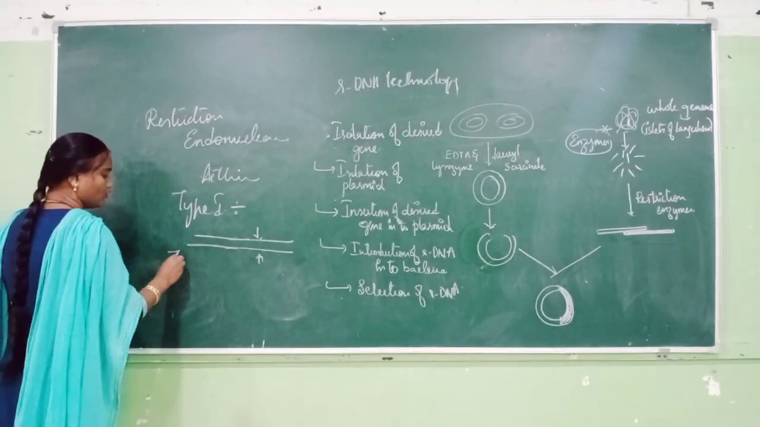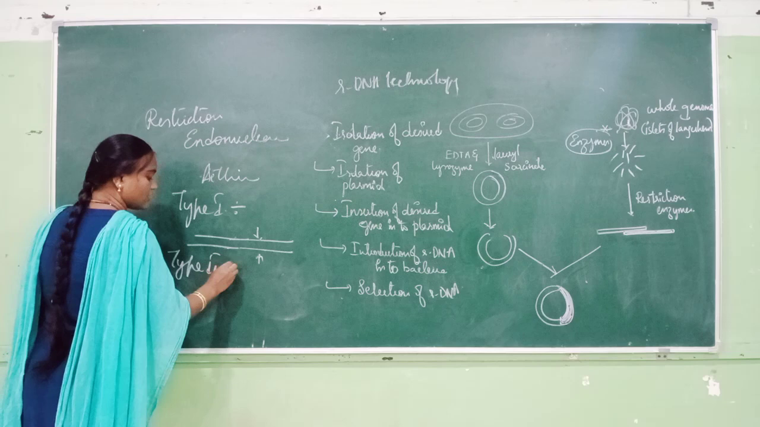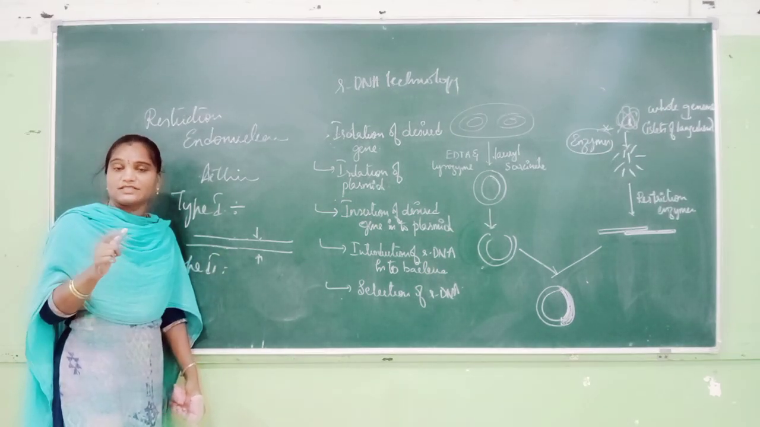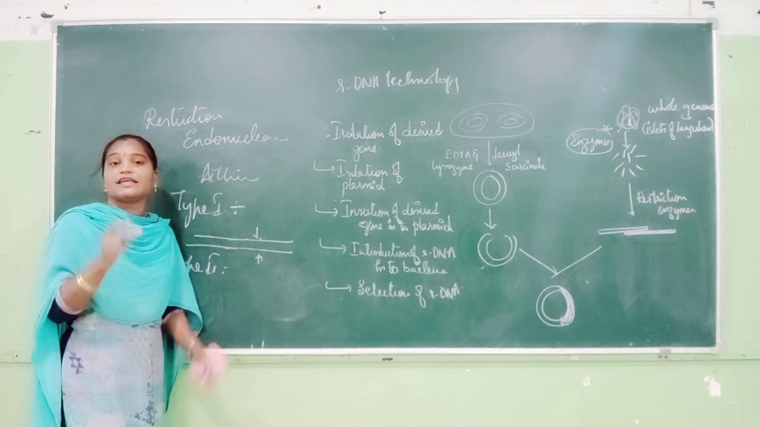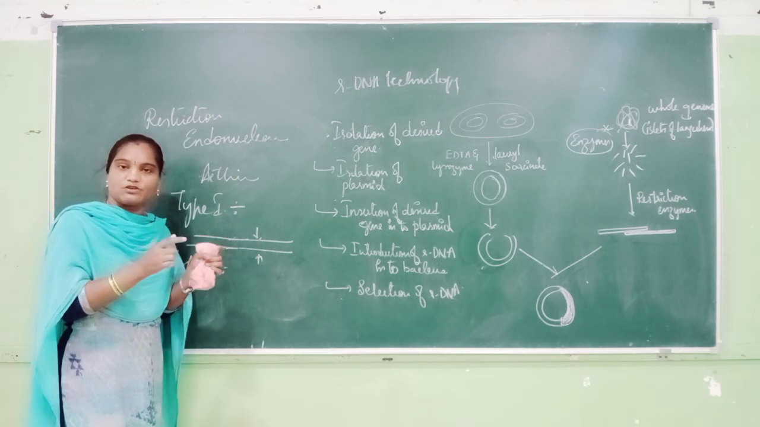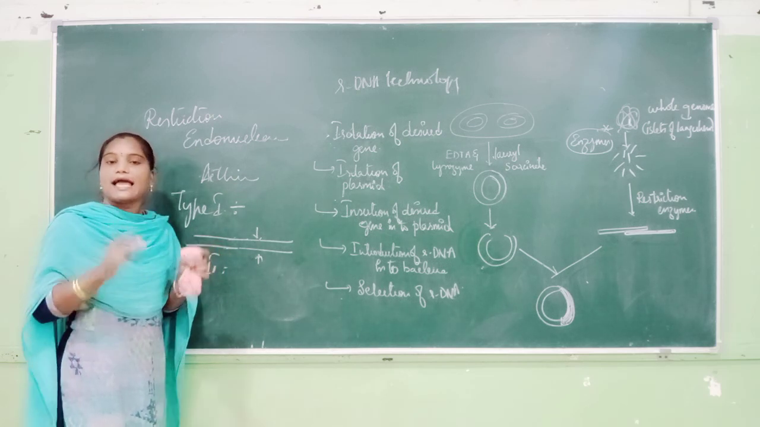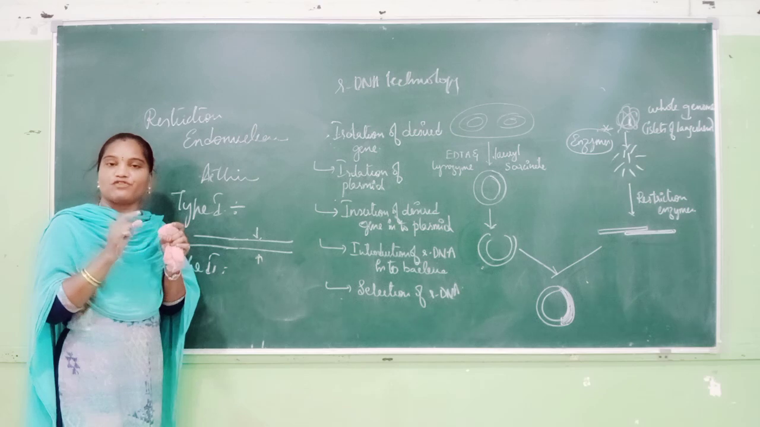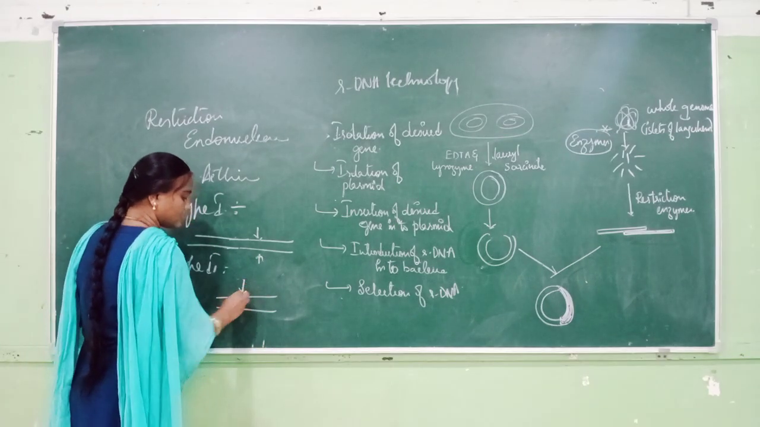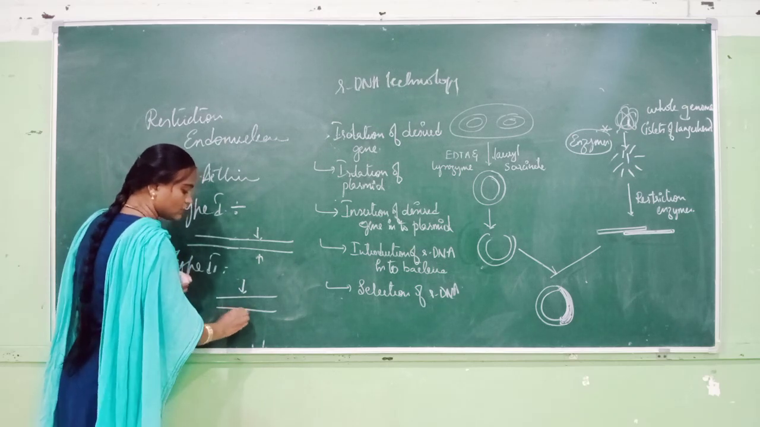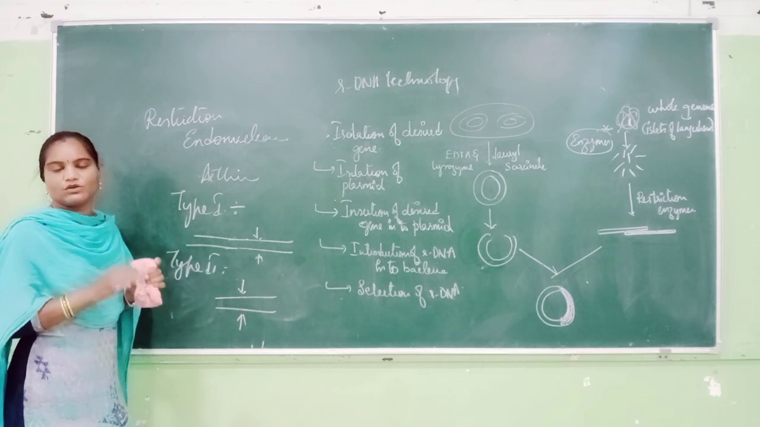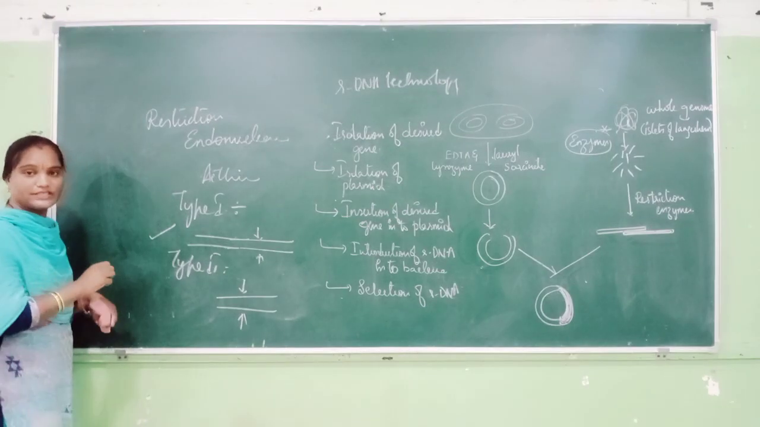Next, coming to type 2, they are generally used for research activity. Why? Because the recognition site and the cleavage site are very close here. Suppose this is your DNA molecule, this is your recognition site and this is your cleavage site. Both are very near to each other. So this is generally used in research activity.